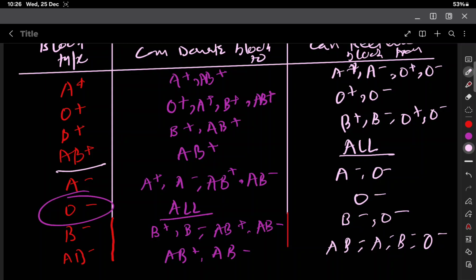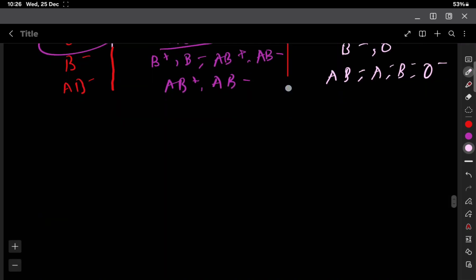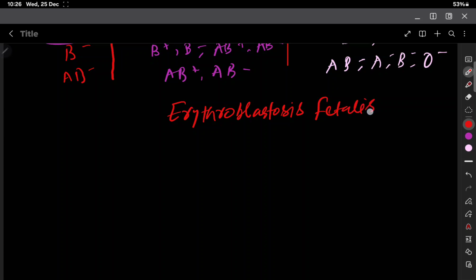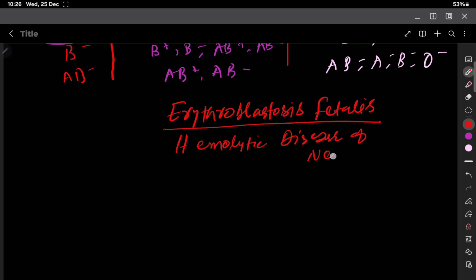Now there is one thing which is associated with this, that is erythroblastosis fetalis. That is an important thing. Erythroblastosis fetalis, or it's also called hemolytic disease of newborn. It is associated with the RH system of blood grouping, so that's why I will be explaining it here.